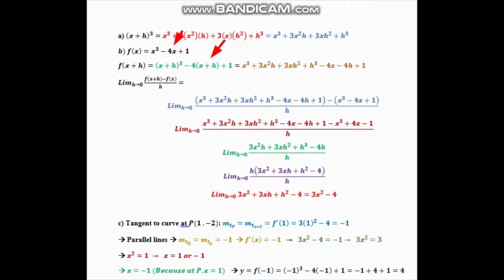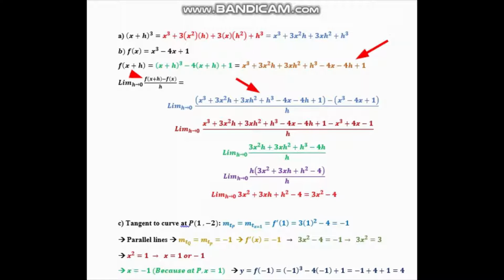So for x plus h all cubed, this has already been found in question A right there. So we shall just copy this down, and then 4 times x plus h, and bear in mind that the 4 is negative, gives us negative 4x and negative 4h, and the plus 1 remains as is. So this is the evaluation of f of x plus h, and I've rewritten it right there. So this blue expression is exactly the same as this orange expression right there.